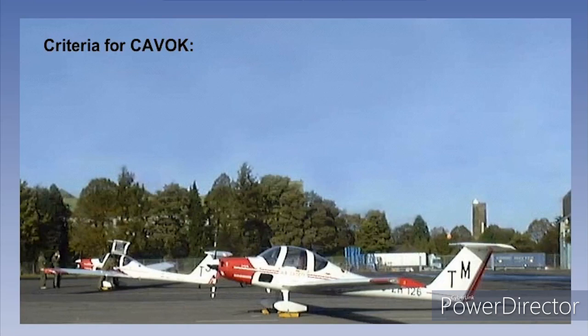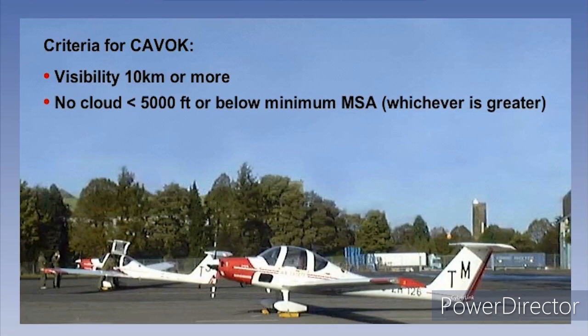There are 4 criteria which must be met in order for CAVOK to be used. The first of these is that visibility must be 10 kilometers or more. Next, there must be no cloud below 5,000 feet, or the highest minimum sector altitude, whichever is the greater. No cumulonimbus present, and no significant weather. If these criteria are met, then the abbreviation CAVOK will appear in the METAR code. Note that in the example there is no other visibility or cloud mentioned.